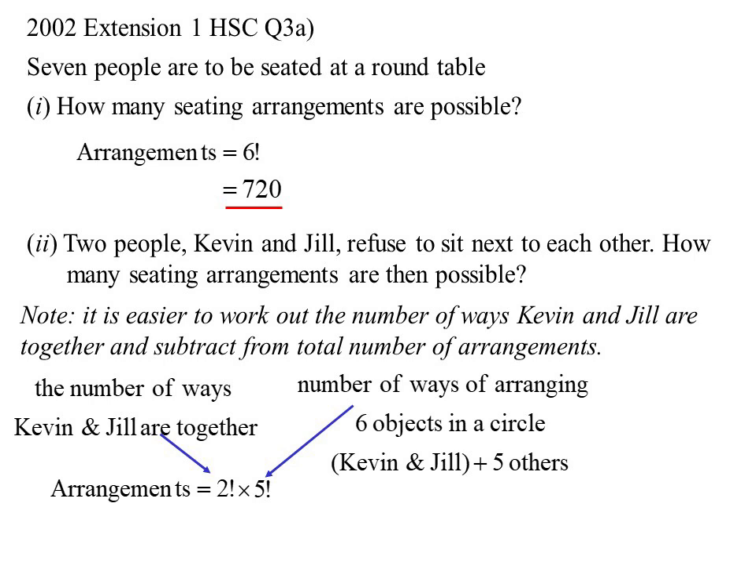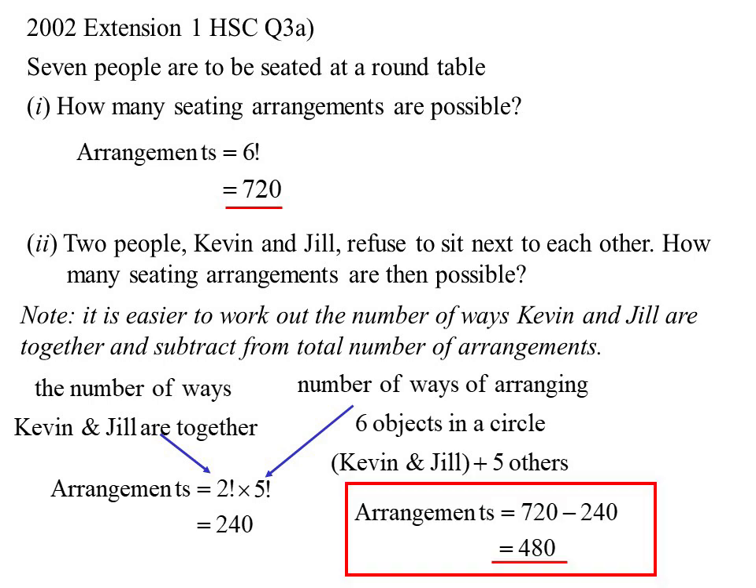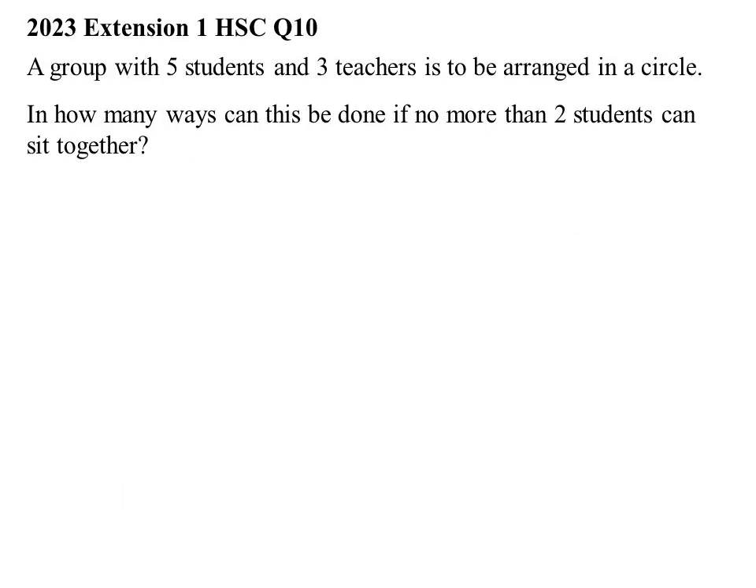Now we'll go and place everyone else. 6 objects altogether. That's the 5 other people plus Kevin and Jill, who have decided where they're going to go. 240, we'll use the complementary idea then. Arrangements will be 720 minus the 240. There must be 480 then where they're not together. Last year's one.